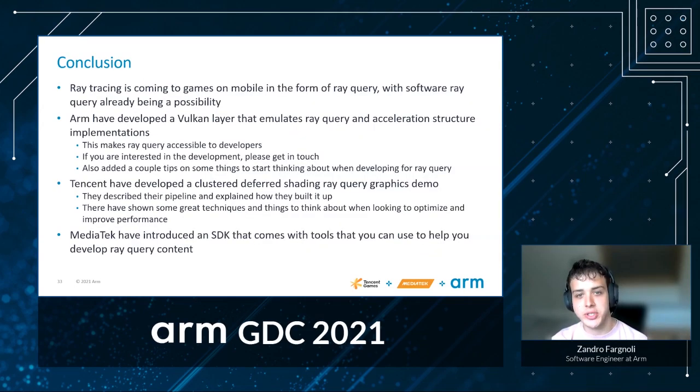In conclusion, ray tracing is coming to mobile games. In fact, RayQuery implementations are possible on mobile devices right now, as shown by the Tencent and ARM demos. Even though it is only a software implementation, it can do things such as shadows, ambient occlusion, and even reflections. To help make RayQuery development possible, ARM have developed a Vulkan layer that can enable devices to use the Vulkan RayQuery and acceleration structure extensions in their applications. And we welcome any early engagements with developers looking to explore ray tracing in advance of hardware support for mobile.